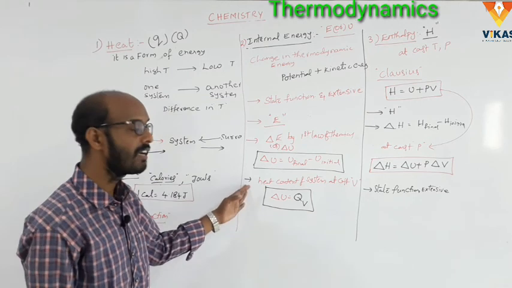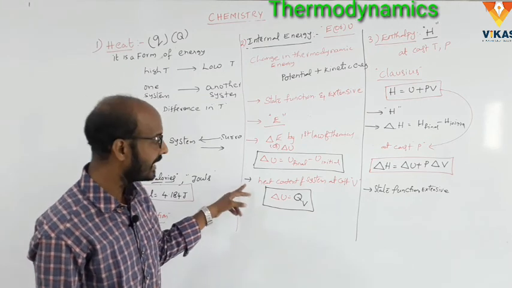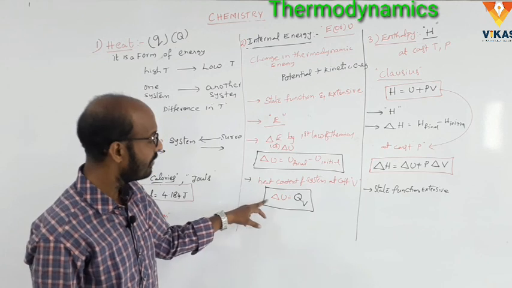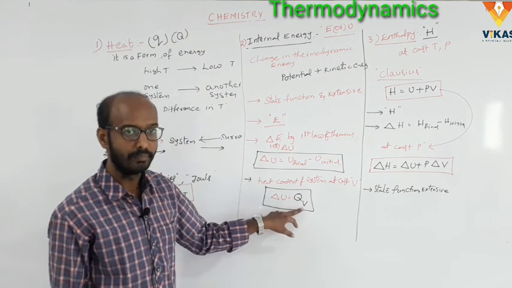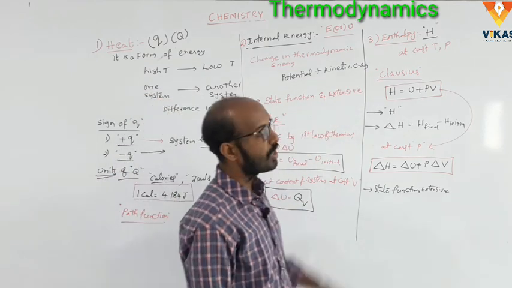It is the heat content of the system at constant volume. So we write that delta E is equal to Qv, the heat at constant volume. Okay. And next one, enthalpy.